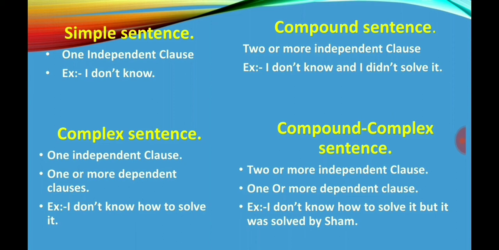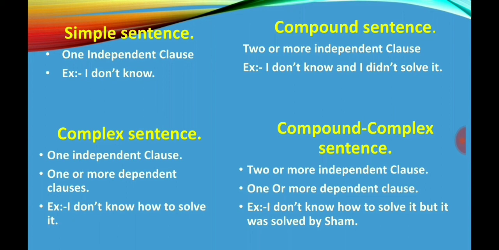Compound sentence. Two or more independent clauses. That is called a compound sentence. Example, I don't know and I did not solve it. Usually, a compound sentence contains two or more than two clauses. In this example, I don't know is one independent clause, and another independent clause is I did not solve it.